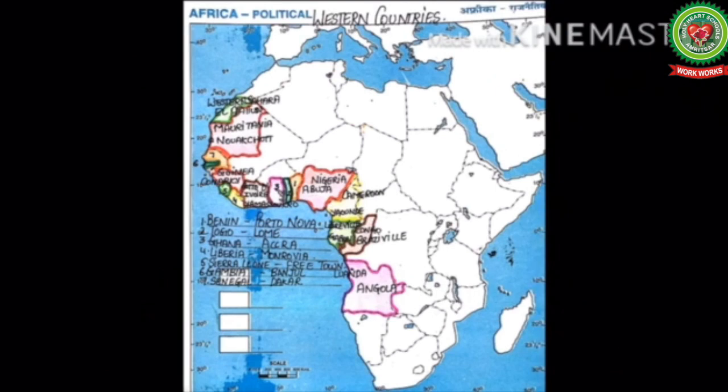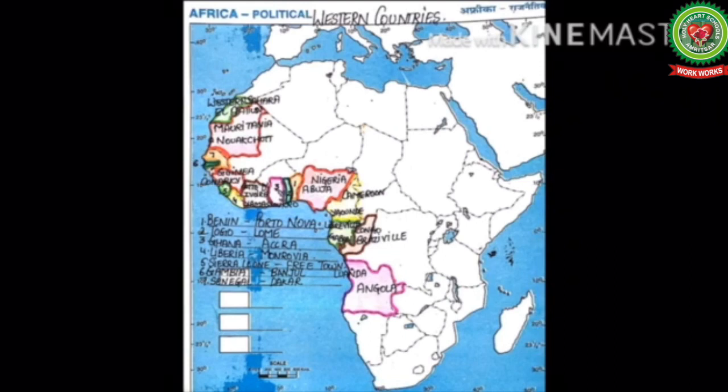Now students, let's recall the Western countries we have done. Number 1, Angola and its capital is Luanda. Number 2, it's Congo and the capital is Brazzaville. Number 3, Gabon and its capital is Libreville. Next is Cameroon and its capital is Yaoundé. Next, Nigeria and its capital is Abuja. Next is Benin and its capital is Porto Novo.